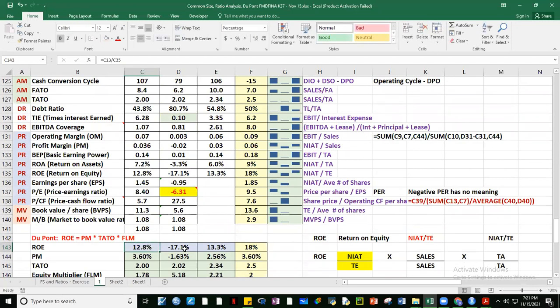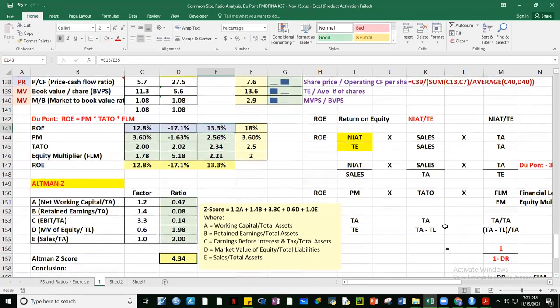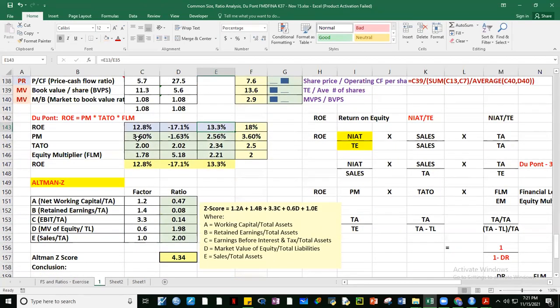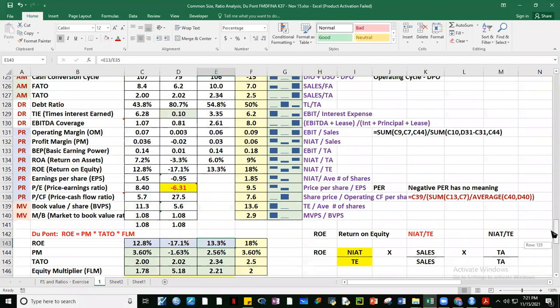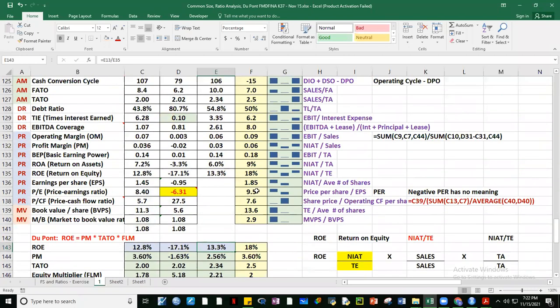Okay, 12.8, pwede natin i-copy na lang yan dyan. Tapos guys, kunin natin yung ratio: profit margin, Tato, at saka equity multiplier. Since actually meron na tayo niyan, no? So profit margin natin, meron na tayo niyan eh. Di ba? This is our profit margin. So pwede natin i-link na lang dyan.